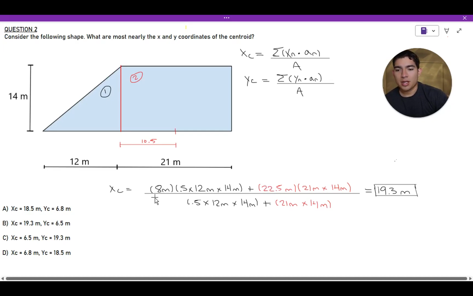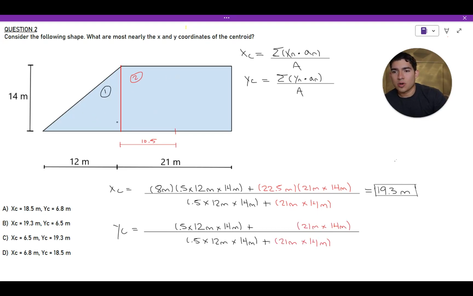In this case, these were the x coordinates for the centroid of each component. So now we need to switch them out for the y coordinate of the centroid for each component. Let's start off with our triangle again. Remember that the y coordinate for the centroid of a triangle is going to be its height divided by 3. So if we do 14 divided by 3, we're going to get 4.67. I went ahead and just wrote that in right there.